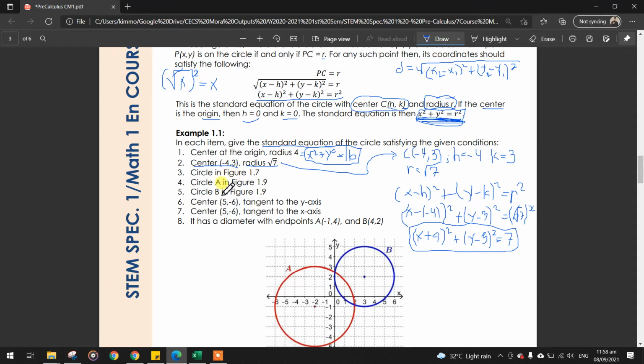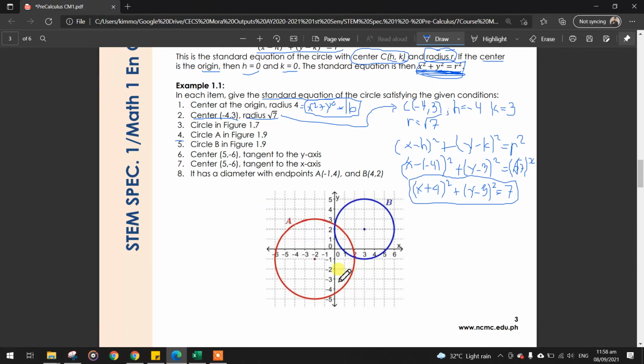Okay, let's proceed to number 4. So, circle A in figure 1.9. So, this is figure 1.9.